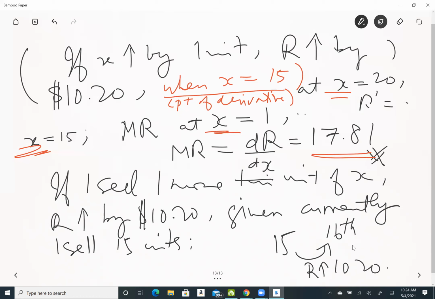10.20. But you don't have to say that currently I sell 15 units. I think just make it simple. Just say when x equal to 15, or x equal to 1, or wherever we take the derivative at. Okay, is that clear? Any question about this?